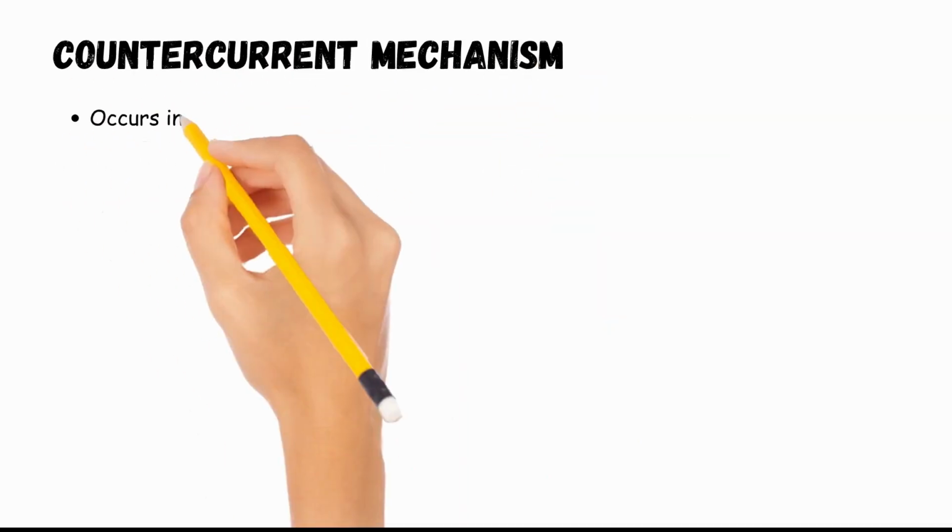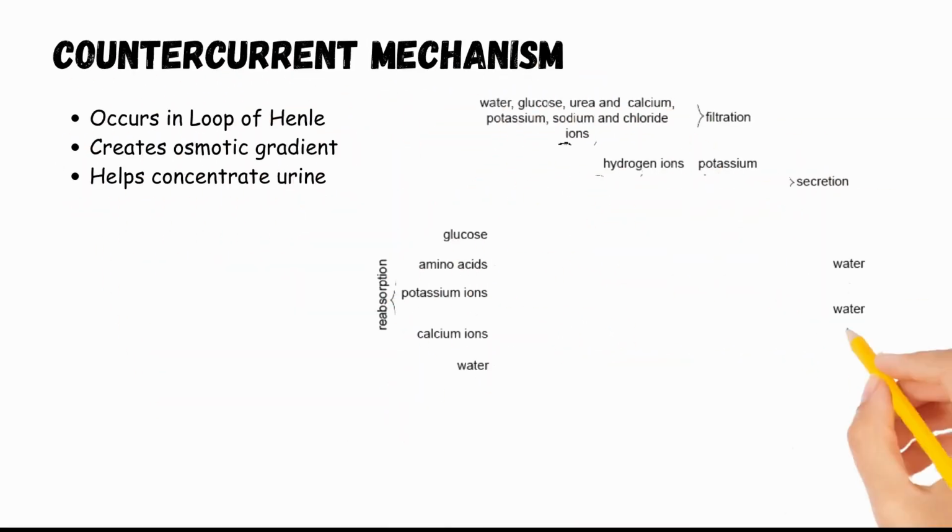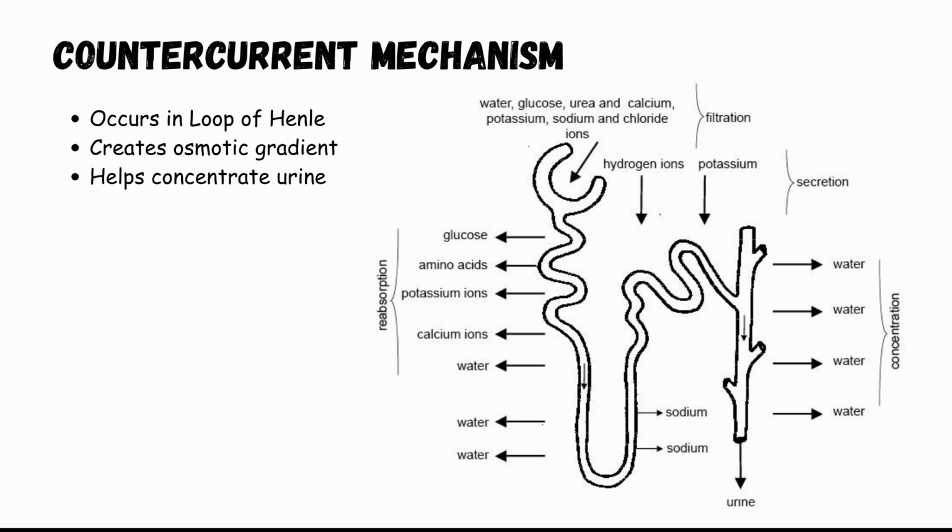This mechanism occurs in the loop of Henle. It creates an osmotic gradient in the medulla, allowing water to be reabsorbed efficiently. This is essential for concentrating urine and conserving water. Without this mechanism, the body would lose excessive water.